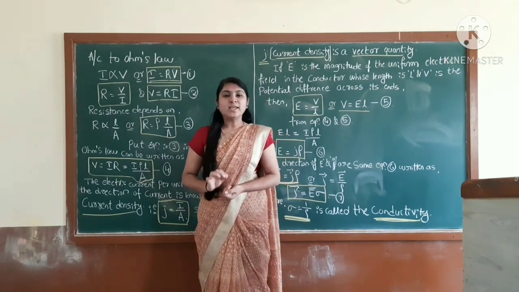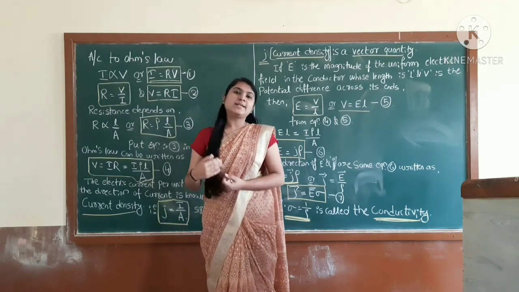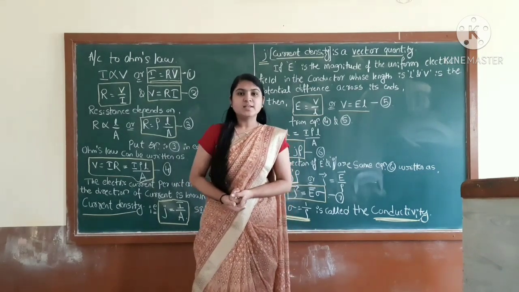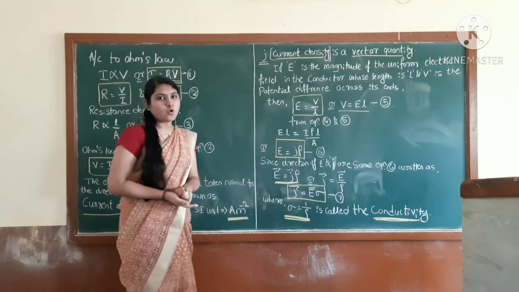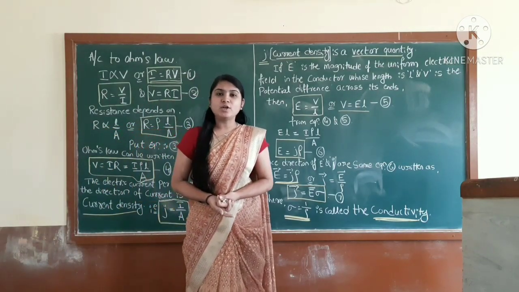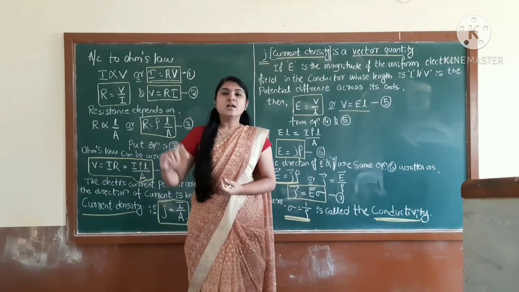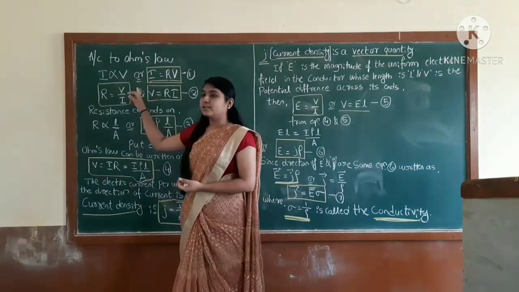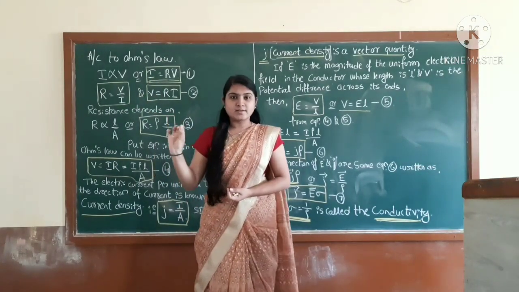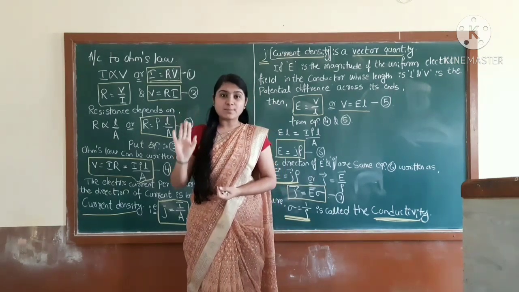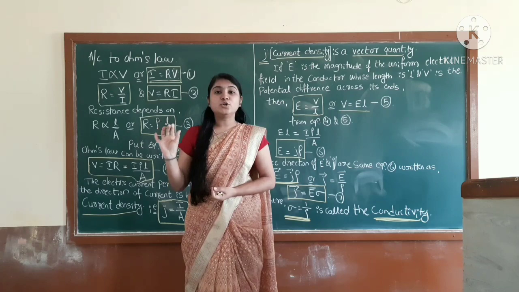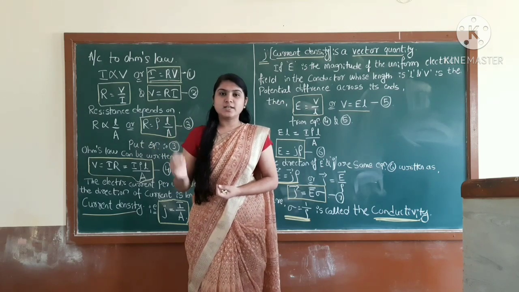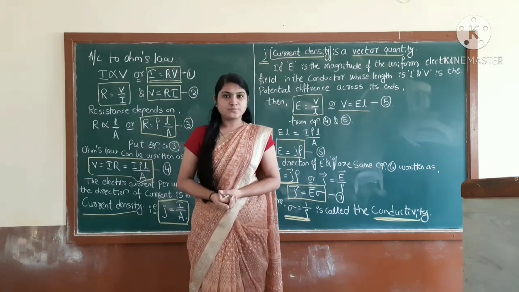So today we are going to discuss the next part of that, right? See students, in the previous class we discussed Ohm's law. Then what is the statement of Ohm's law? The current I that passes through a conductor is directly proportional to the potential difference between the two ends of the conductor, and that is called Ohm's law, correct?